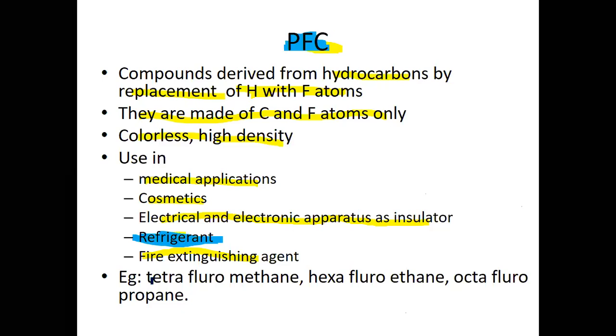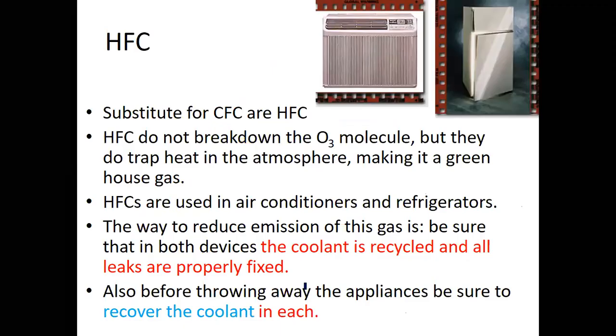These are examples: tetrafluoromethane, hexafluoroethane, octafluoropropane. The next greenhouse gas considered in the Kyoto Protocol is HFC, hydrofluorocarbon. It is again a substitute for chlorofluorocarbon in refrigerant systems. HFCs do not break down the ozone molecule, but they do trap heat in the atmosphere, making them a greenhouse gas. HFCs are used in air conditioners and refrigerators.